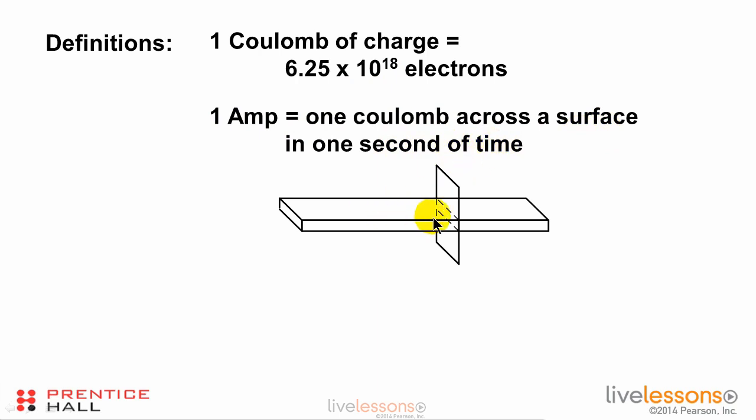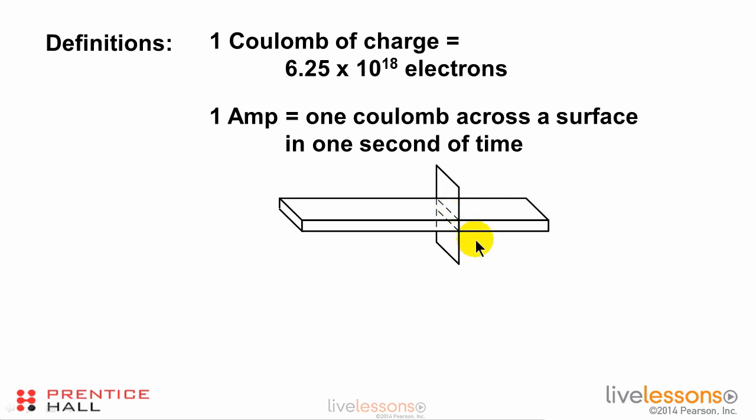So here's a trace or a conductor. Here's an imaginary plane cutting across there. Here is the planar surface, the cross-sectional area across that conductor. 1 amp of current is 1 coulomb of charge flowing across that surface in 1 second of time. Now, it's interesting to speculate how many electrons are there at that cross-sectional area.